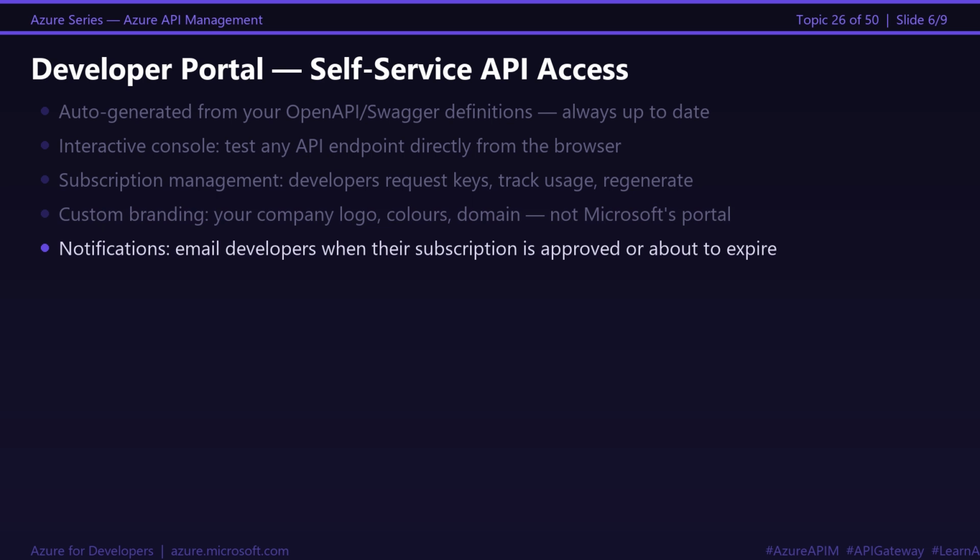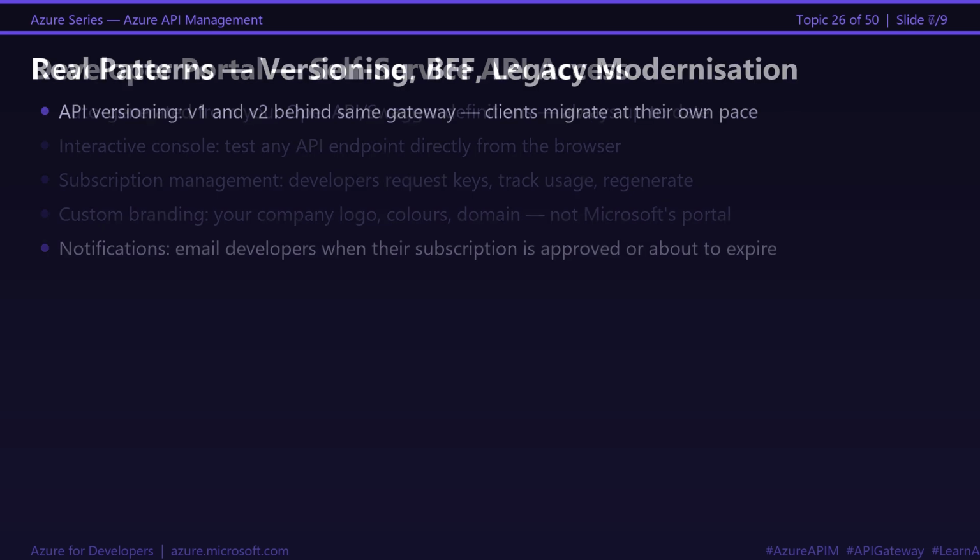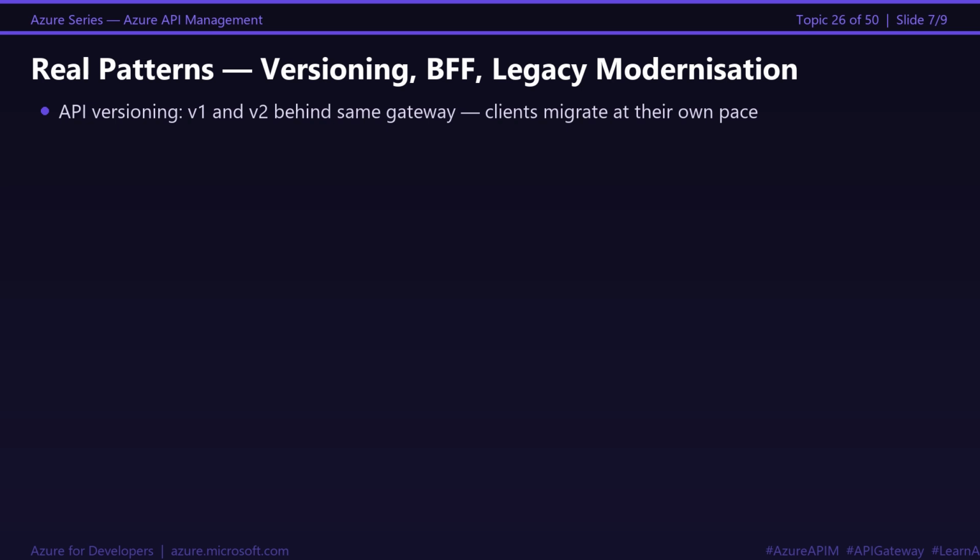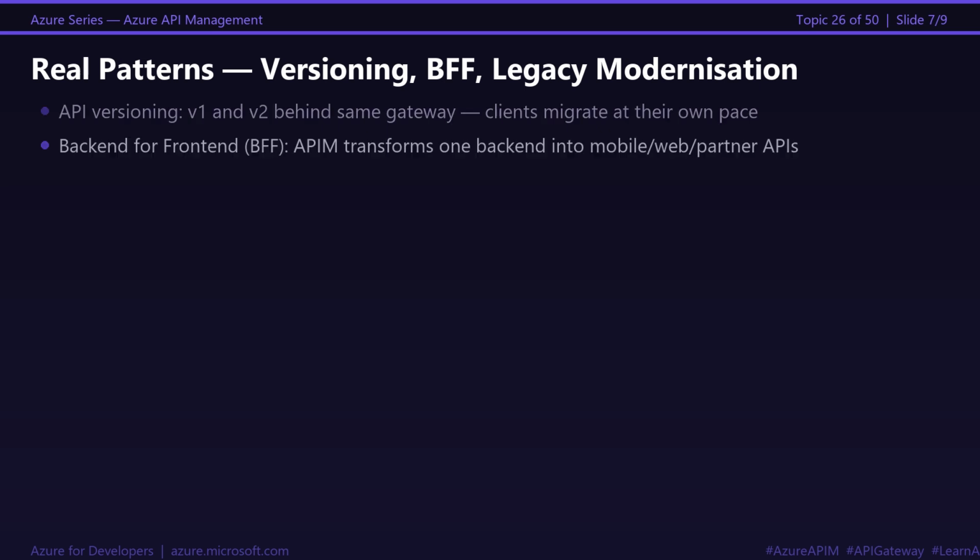Let me show you 3 real-world patterns where APIM shines. API versioning without pain. Your V1 API is consumed by 50 clients. You need to ship V2 with breaking changes. Both versions live in APIM simultaneously. New clients use V2. Old clients keep using V1. When all clients have migrated, remove V1 from APIM. No backend logic required to support 2 versions.